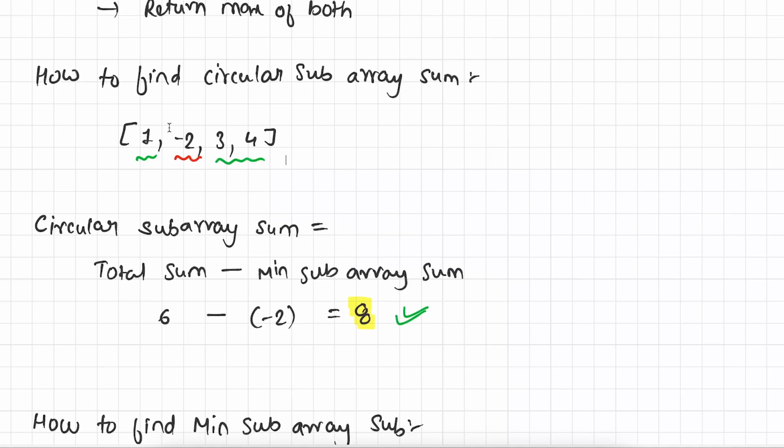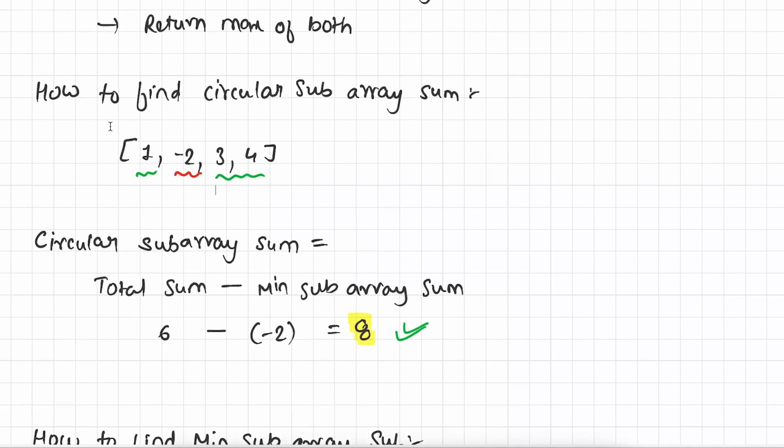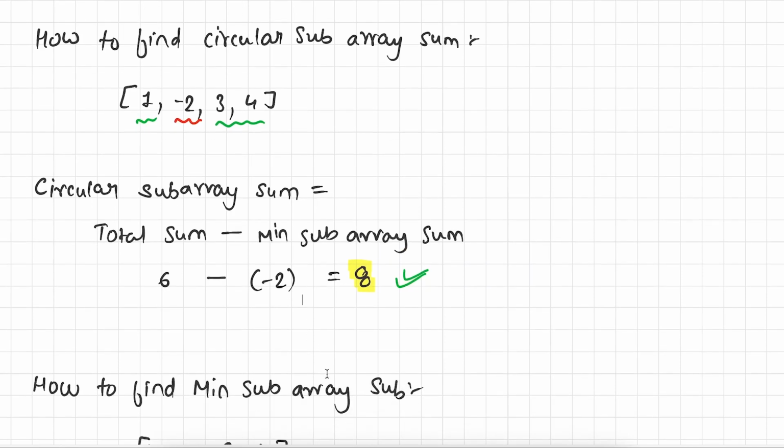Okay, and the minimum subarray sum of this array is minus 2. So what if we find the sum of all the elements and subtract this element from it? We get the circular subarray sum, right? And this is logical. So what we do, we simply find the sum of total elements of this array and we simply subtract the minimum subarray sum from the total sum to get the maximum circular subarray sum. Okay, so far so clear.